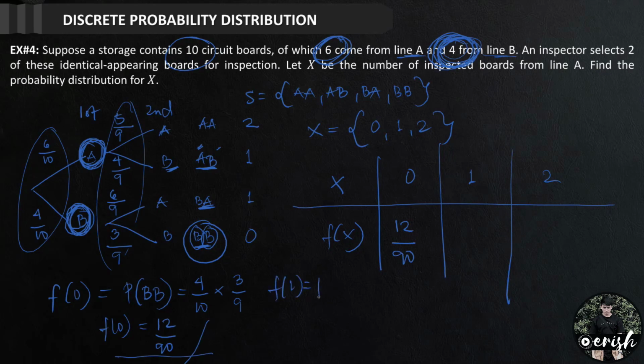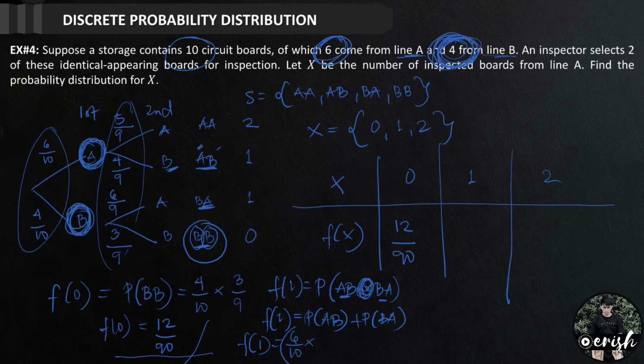For f of 1, we have the probability of AB or BA. Since there are two, we take the probability of AB and add the probability of BA, since we have OR here. So f of 1 is equal to the probability of AB plus the probability of BA. That is 6 over 10 times 4 over 9, plus 4 over 10 times 6 over 9. So f of 1 is equal to 48 over 90.